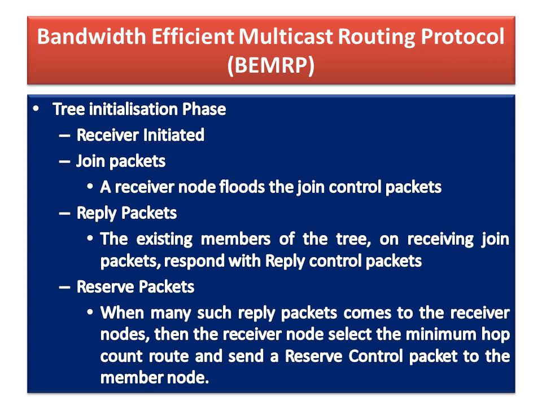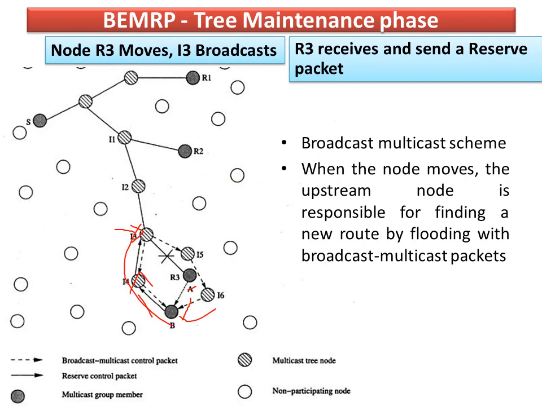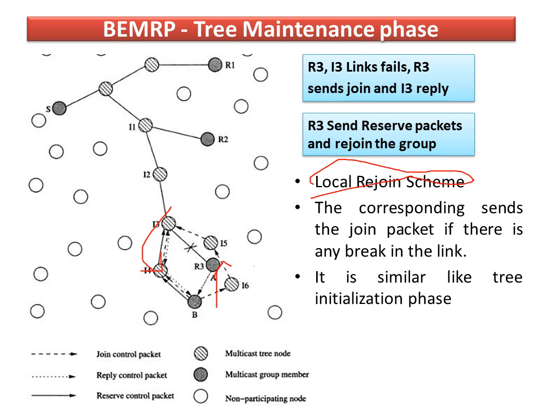A join request, a reply coming from the intermediate nodes who already have the multicast tree maintained, or the source, and then finally the receiver acknowledges by sending information across the path. This is an example where R3 wants to join the multicast group, and then the maintenance phase is where R3 moves. That's not good in terms of the PDR, but it's efficient in terms of the bandwidth.